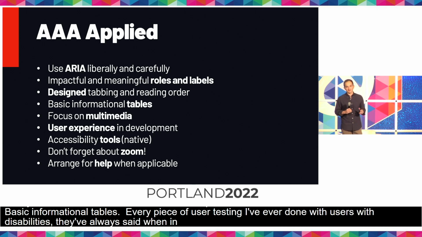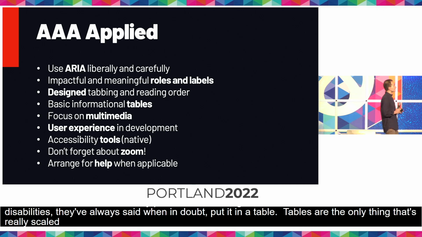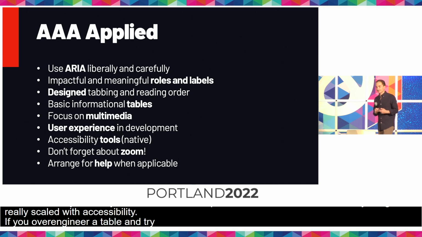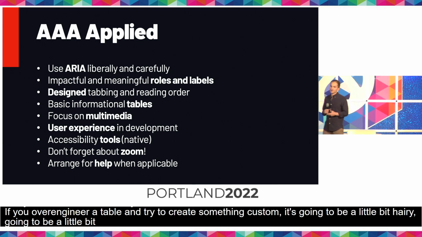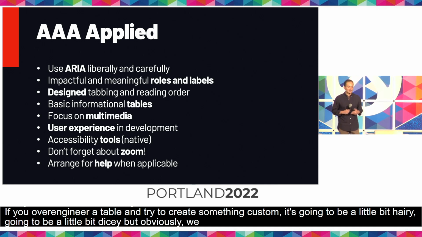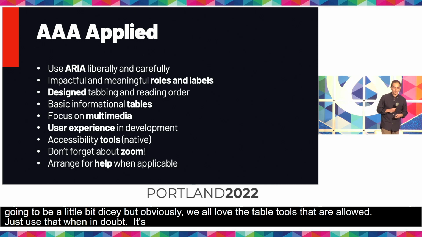Tables are the only thing that's really scaled with accessibility over the course of the web. Obviously, if you over-engineer a table, if you try and create something custom, it's going to get a little bit hairy, a little bit dicey. But obviously, we all love our CKEditor. We all love the table tools that are allowed in it. Just use that when in doubt. It's a great way for assistive tech to parse through content.